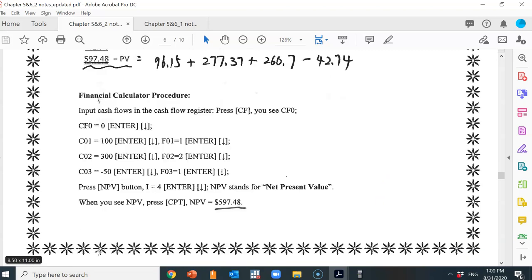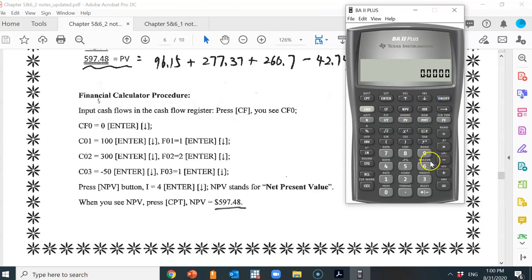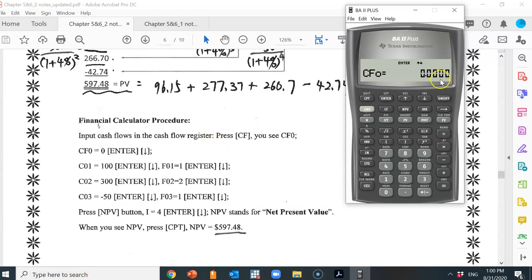Okay, an alternative way is to use the cash flow register. Let's use our financial calculator. We can just press the cash flow CF button. The cash flow functions include cash flow, NPV, and IRR. Here we press cash flow. We see CF0, meaning cash flow at time 0. We don't have a cash flow at time 0 here. Our cash flow starts at time 1. So we keep it at 0, or you can press 0, enter.